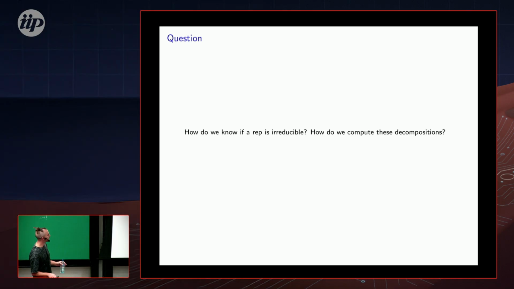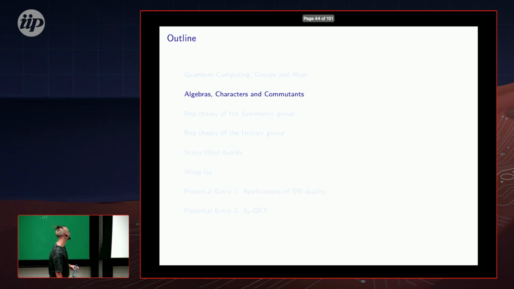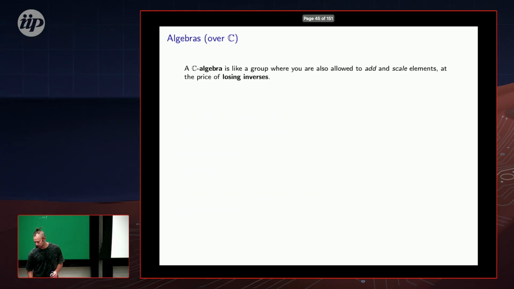I want to lay down this question of how do we know if a rep is irreducible, and how do we compute these decompositions? We will try to answer this later.